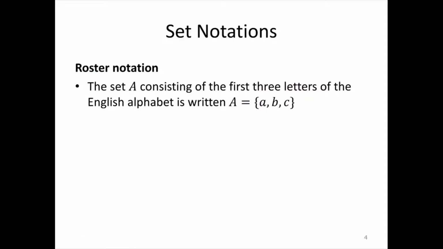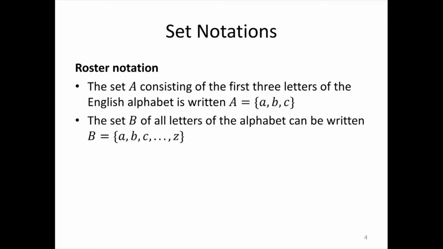Okay, so the notation that we used before is what we call the roster notation. So if we have the set A, which consists of the first 3 letters of the alphabet, we can use this notation: A is equal to {a, b, c}. The second example, if we have B, which consists of all letters of the alphabet, we can write it down as this one: B is equal to {a, b, c, and so on up to z}.